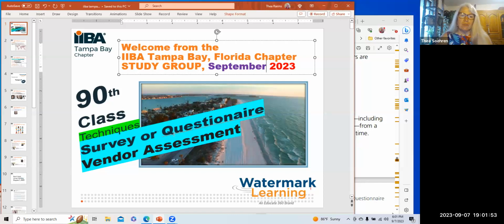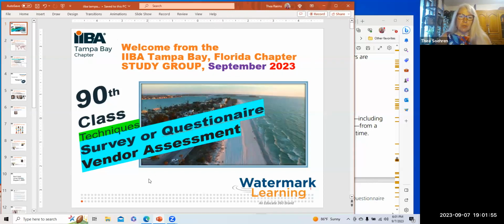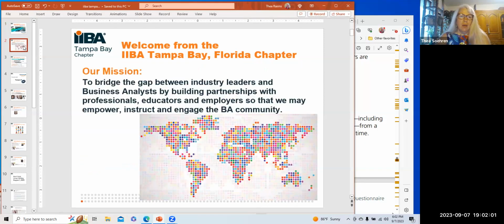Tonight we're going to cover surveys or questionnaires, and we're also going to cover vendor assessment, the two techniques out of chapter 10.